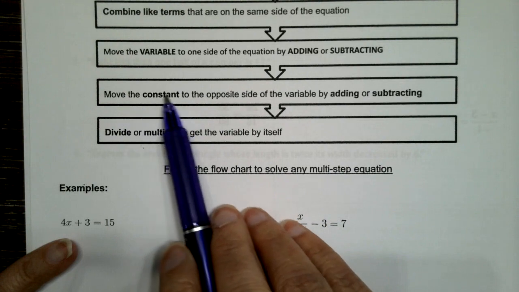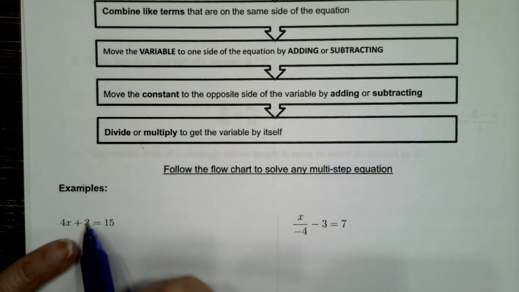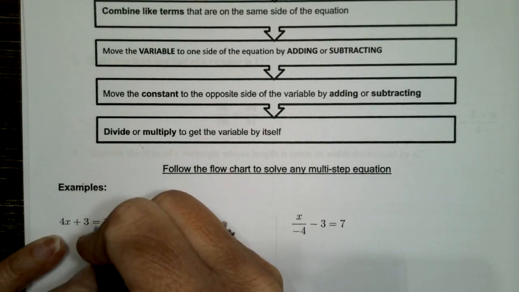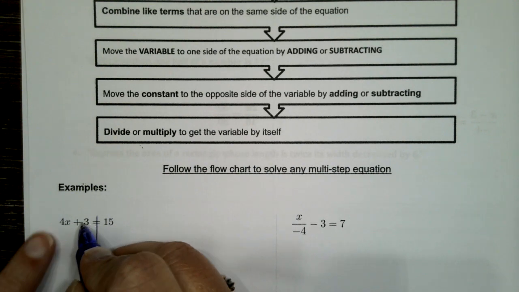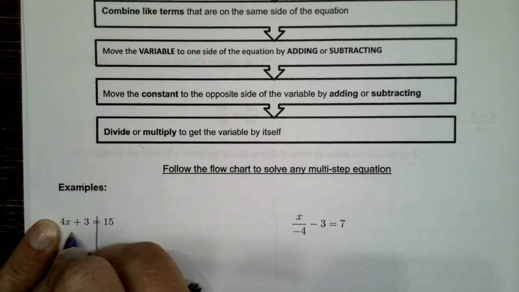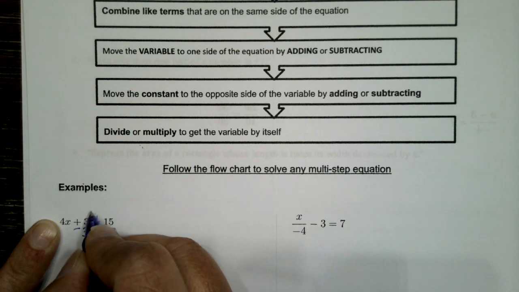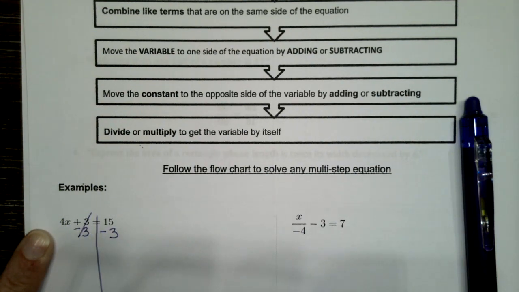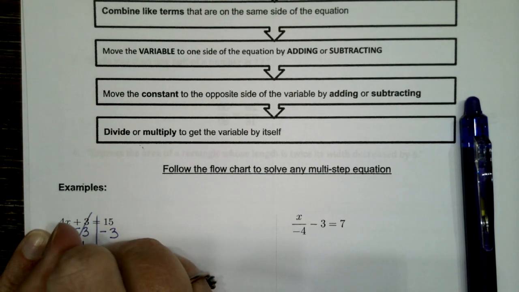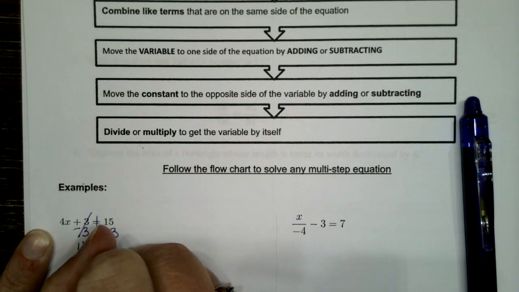So we're going to start by moving the constant to the opposite side of the variable by adding or subtracting. The constant in this equation, after we draw a line down that equal sign, is that positive 3. To get rid of a plus 3, we're going to have to subtract 3 from both sides of the equation. A positive 3 minus 3 is 0. And then we're left with, we're going to bring down this 4x because we didn't touch it, equals 15 minus 3 is 12.